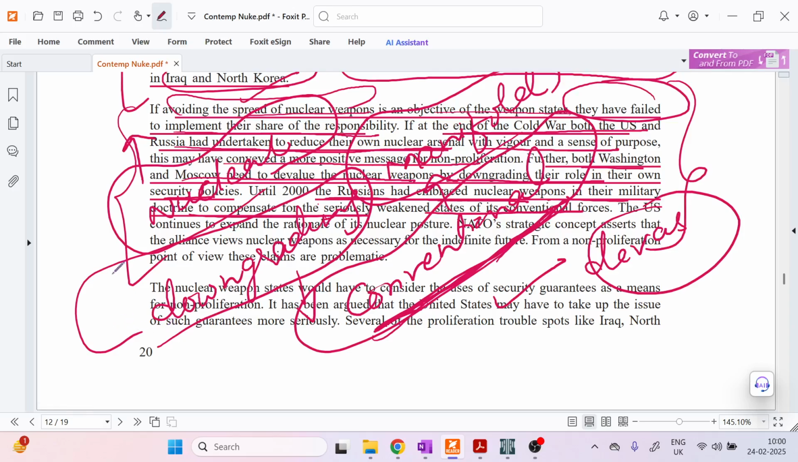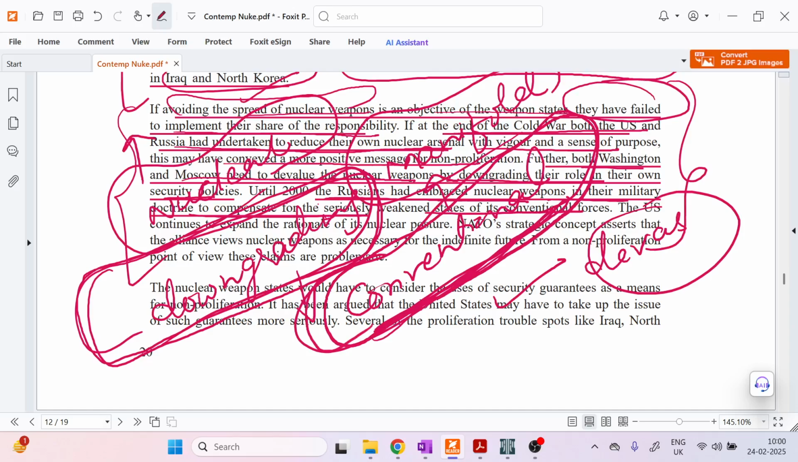then the first thing you should do is downgrade their value from weapons of first resort to weapons of last resort, and place conventional weapons on the front line. This will act as a deterrent, and it will also give an incentive to other countries for not going nuclear.